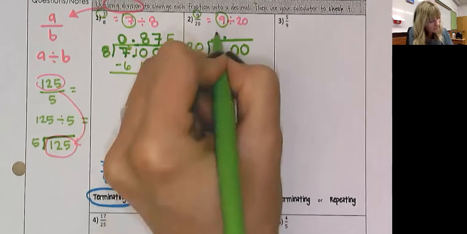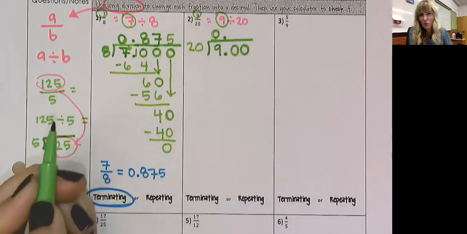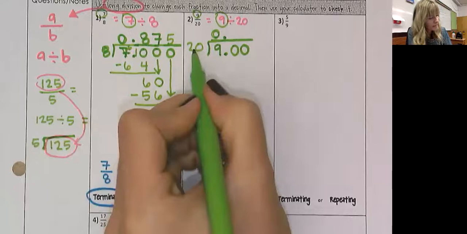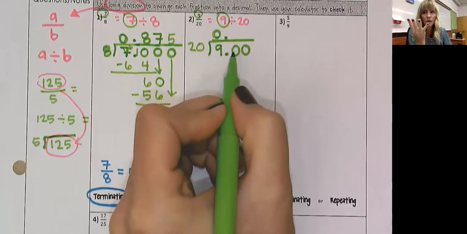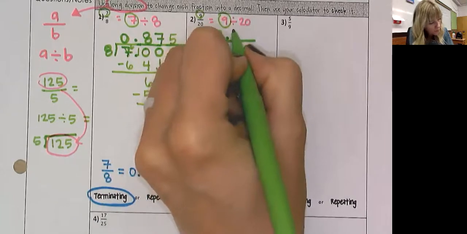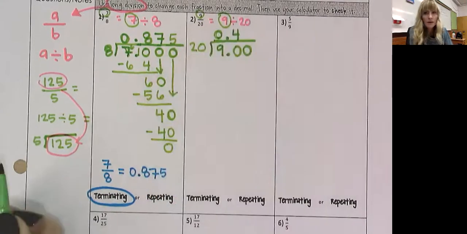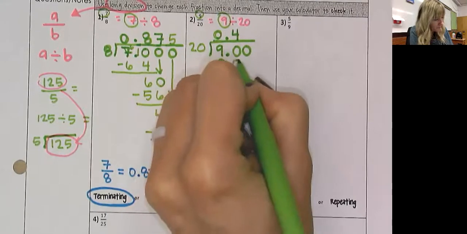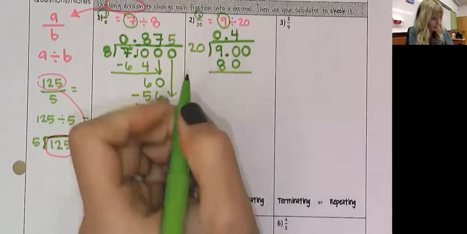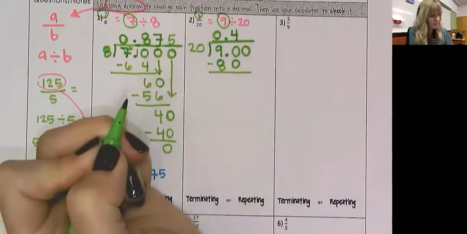20 into 9, 0 times. So let's move over to the next place value. 20 into 90: 20, 40, 60, 80. 100 is too big, so that was 4 times. Now I multiply. 4 times 20 is 80. Now I subtract. 90 minus 80 is 10.